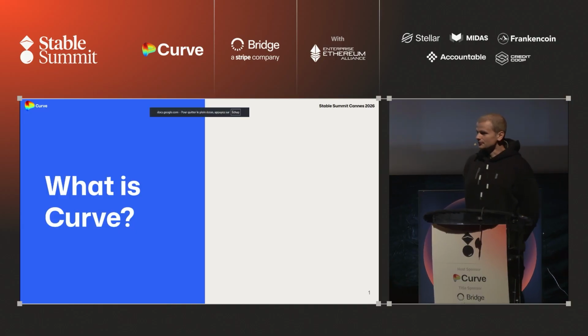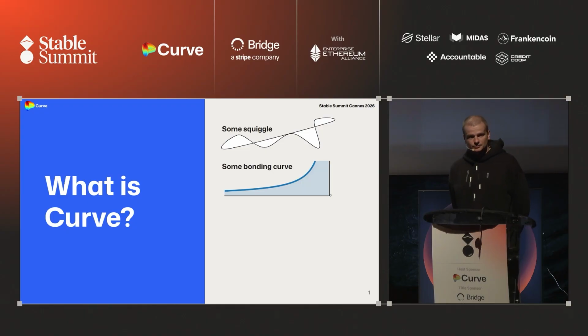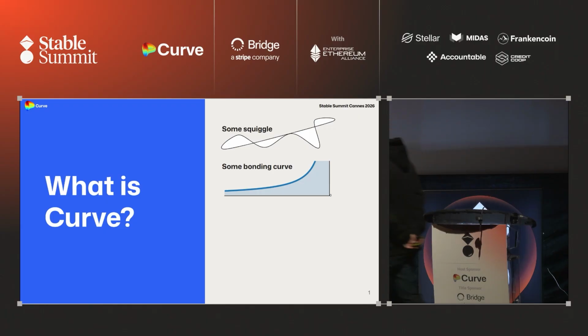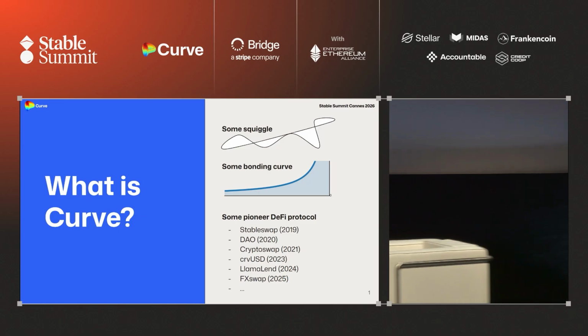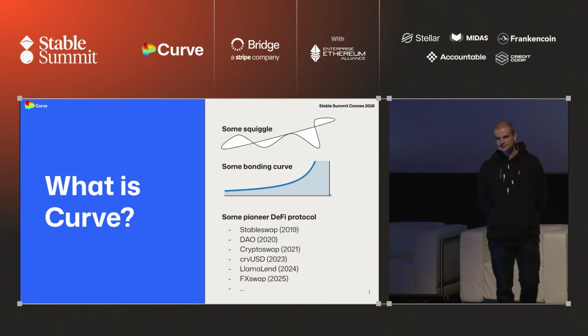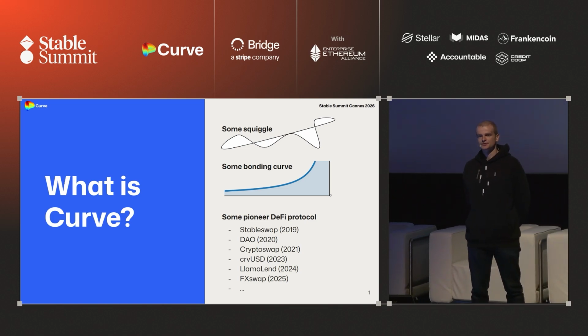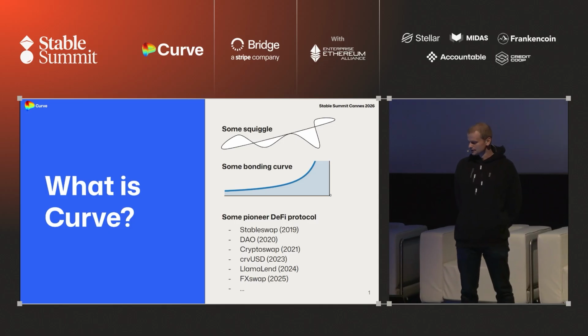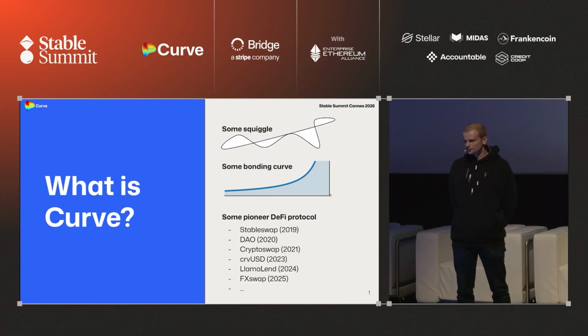So let's start from afar. What's Curve? Some sophisticated people may say it's just some squiggle. Some more crypto-oriented users will immediately think of some bonding curves of, I don't know, Uniswap maybe. And for me, because I work at Curve, Curve is a pioneer decentralized finance protocol that has been relentlessly shipping for the past 7 years, starting from StableSwap, the primitives in DAO, and all the way through lending and stablecoin, and now we're shipping the Forex markets.